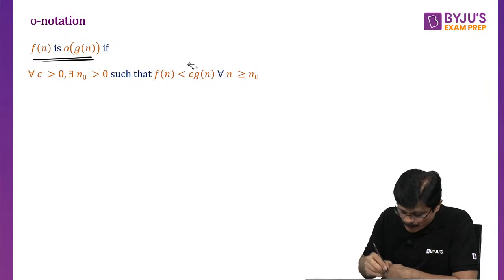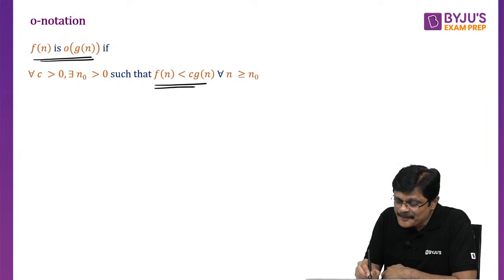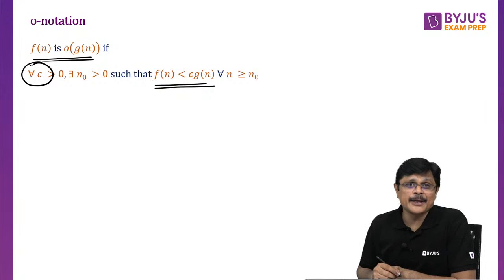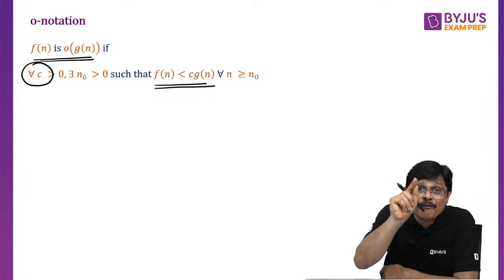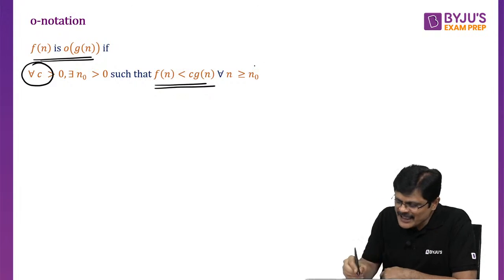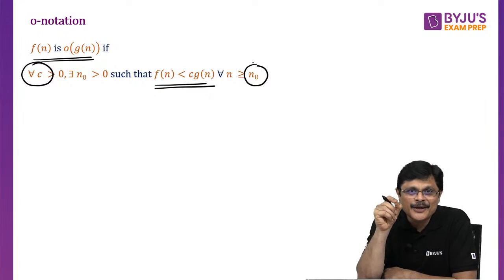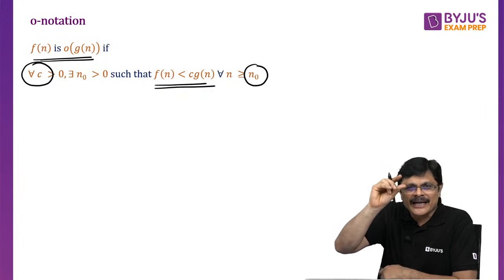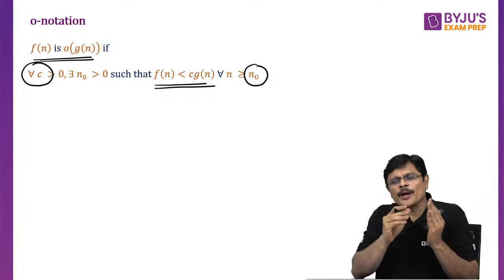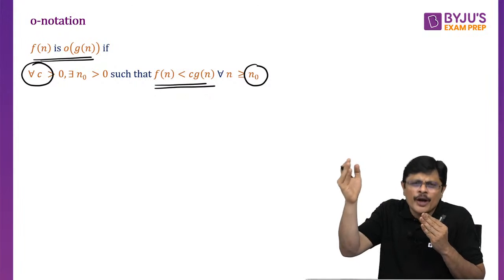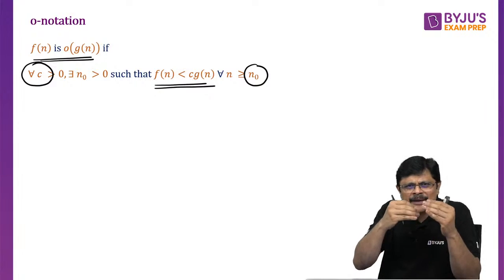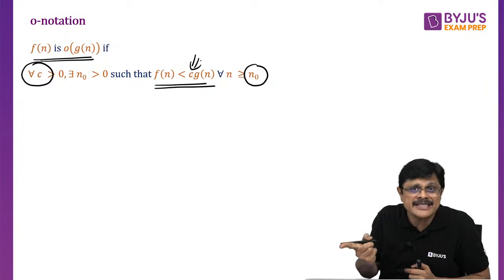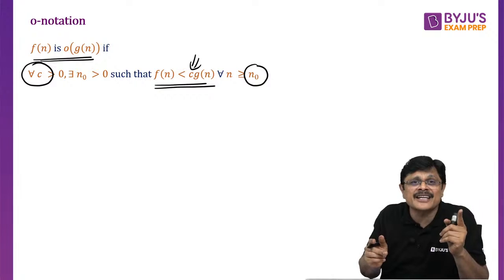And here the important point to be noted is not only this, for every C. See, when it is big O, for one C we have to find one N naught. But here we have to find an N naught which works for every C. So it is strictly dominating it. That is, Gn strictly dominates Fn. See, normally when you say big O, it may be equal or greater. C times Gn may be equal or greater than Fn. But here it is strictly greater. Whatever C you take, C times Gn must be larger than Fn.